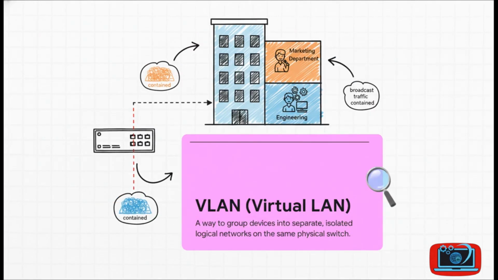Okay, first things first, a quick refresher on what a VLAN even is. The absolute best analogy is an office building. We put the marketing team on floor 10 and the engineering team on floor 20. Now, they're all in the same building, plugged into the very same physical switch, but they are completely isolated from one another. This is fantastic for security and for keeping all that network chatter contained.